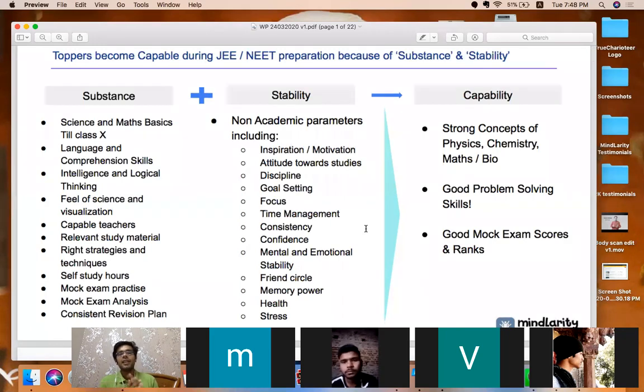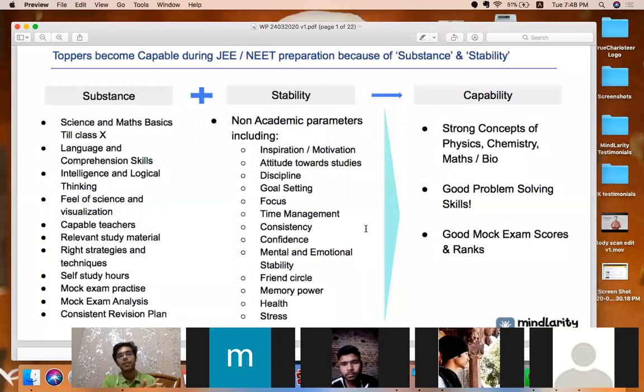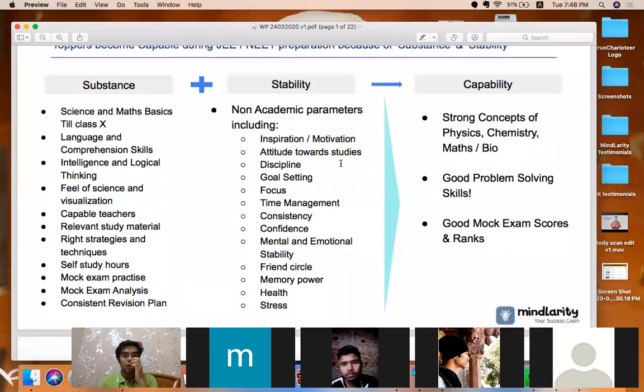So stability aspects are the parameters which are more related to your personality, which is more related to your attitude, which is more related to your mindset. So successful people, आप अगर देखें तो उनके कुछ different personality characteristics होते हैं compared to the average people and below average people. So in stability, we are talking about the parameters possessed by toppers. So the first parameter is inspiration or motivation.